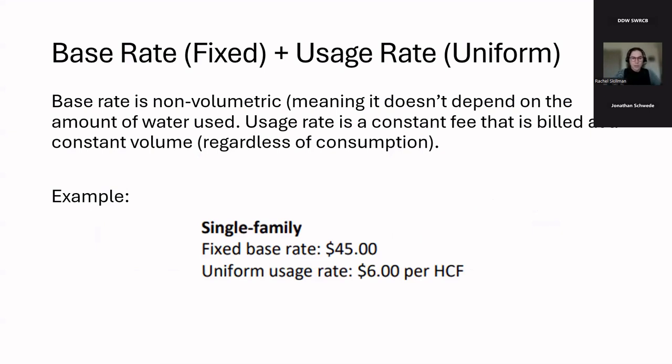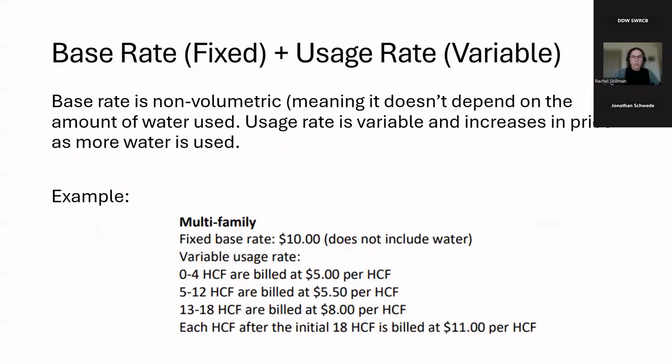Another type of rate structure that water systems might have is a fixed base rate and a uniform usage rate. This means that the base rate is fixed, so it is non-volumetric. It does not depend on the amount of water used, and the usage rate is also fixed and does not depend on the volume of water used. So an example might be a $45 base rate for single family customers that are charged an additional $6 per 100 cubic feet of water that they use each month or during each billing cycle.